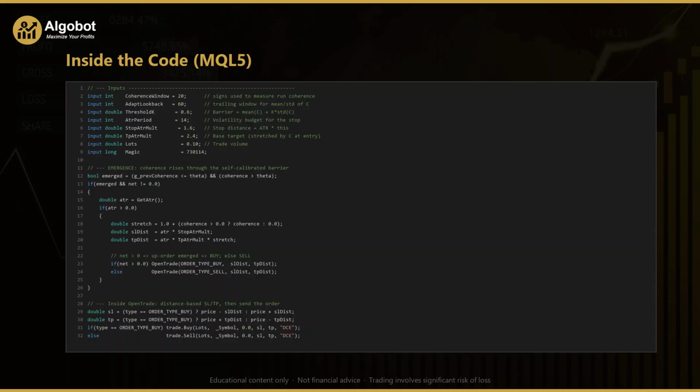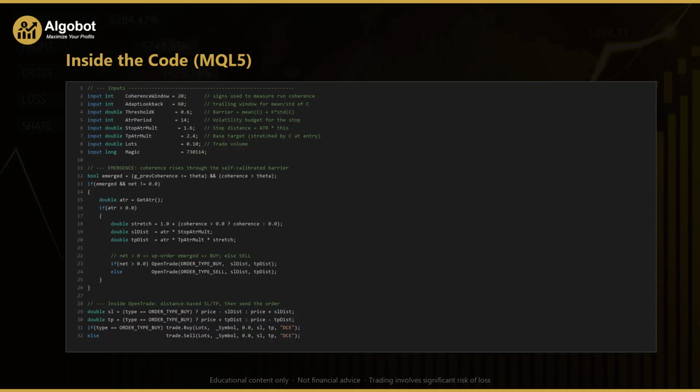When it fires, and the net displacement is not zero, the strategy reads the ATR and computes a stretch factor of 1 plus the positive part of coherence. The stop distance is ATR times StopAtrMult, and the target distance is ATR times TpAtrMult times that stretch. Then the direction. Look at this line.